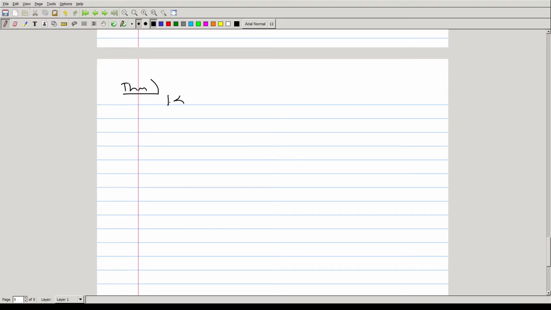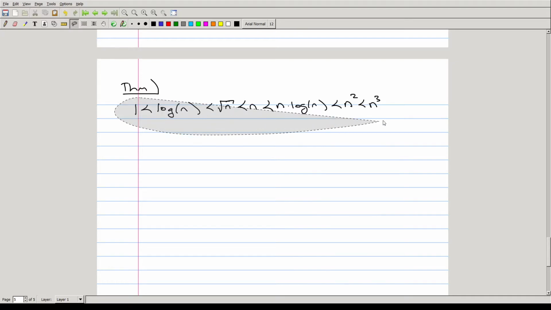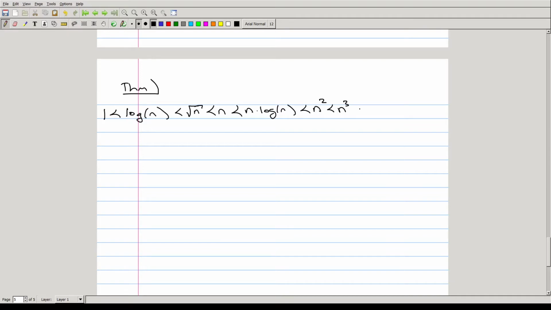But one is strictly dominated by the function log n, which is strictly dominated by the function square root of n, which is strictly dominated by the function n, which is strictly dominated by the function n times log n, which is strictly dominated by the function n squared, which is strictly dominated by n cubed, which is strictly dominated by the function 2 to the n, strictly dominated by the function 3 to the n, which is strictly dominated by n factorial, which is strictly dominated by n to the n.